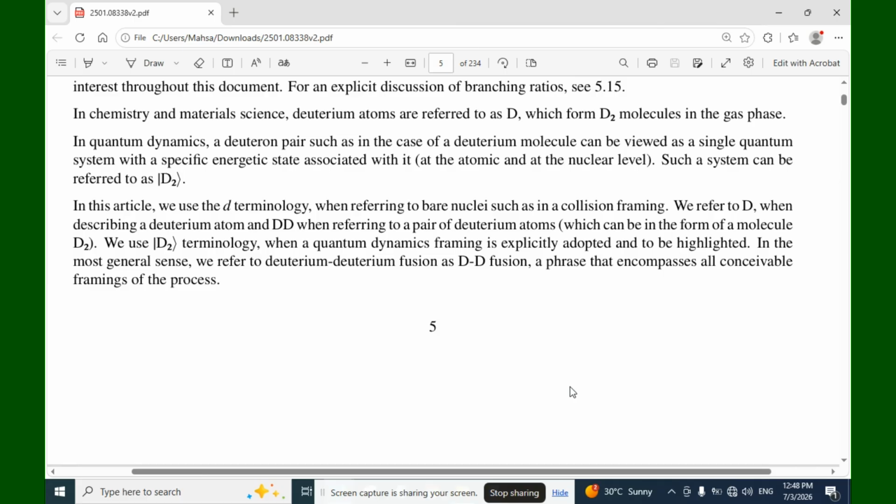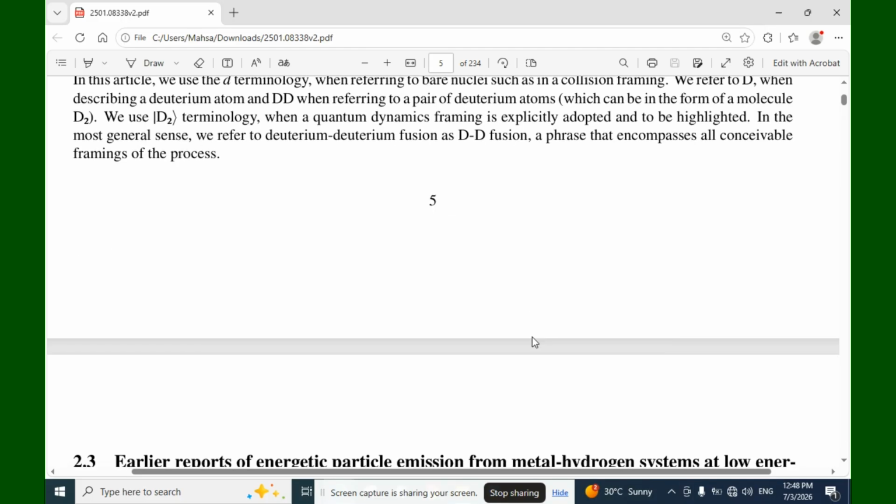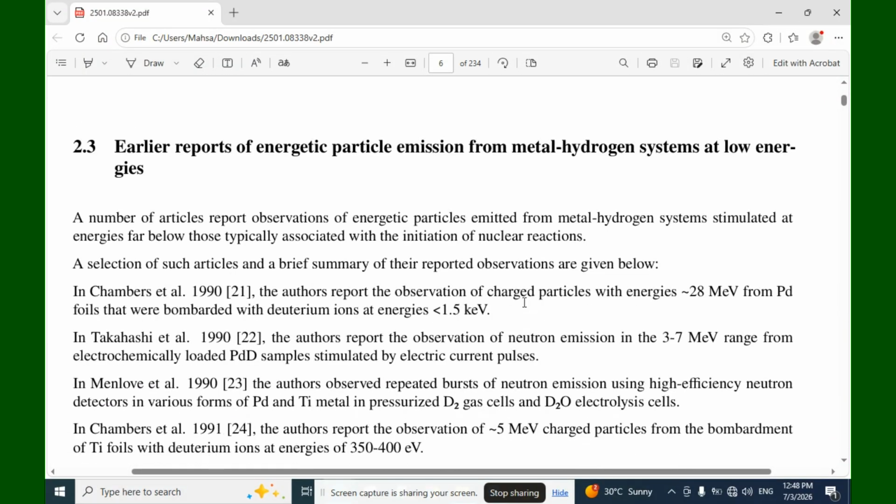We use the absolute D2 terminology when a quantum dynamics framing is explicitly adopted, and to be highlighted in the most general sense, we refer to deuterium-deuterium fusion as deuterium-deuterium fusion phase that encompasses all conceivable framing of the process.